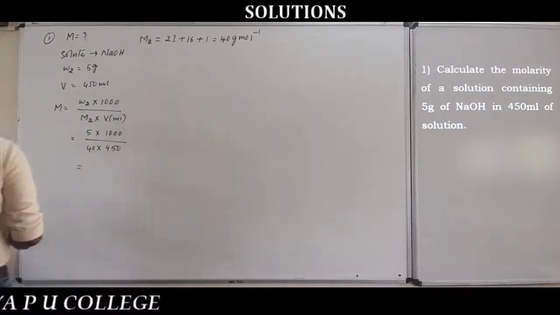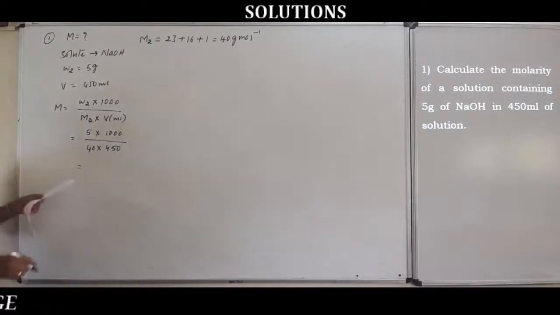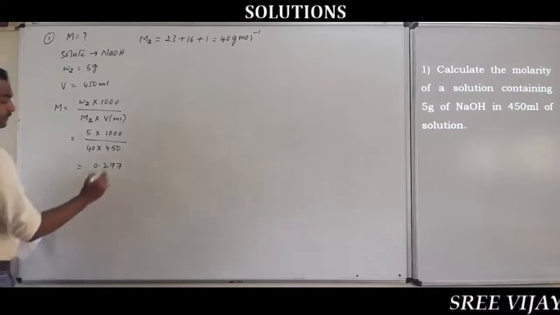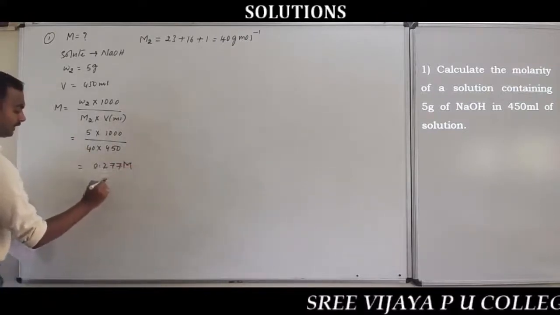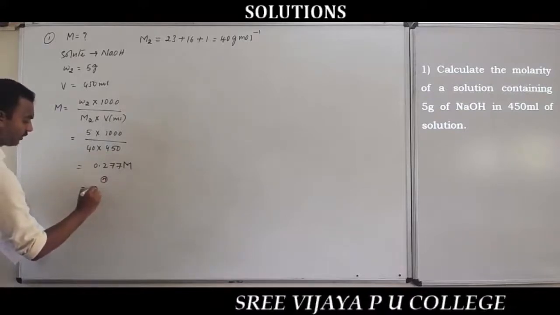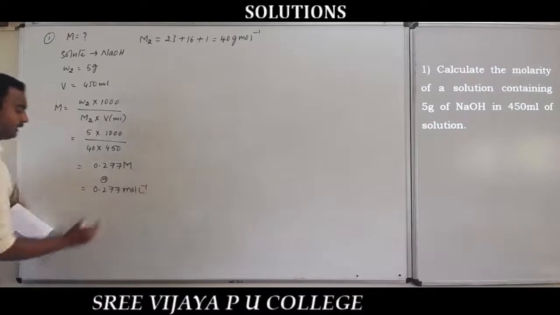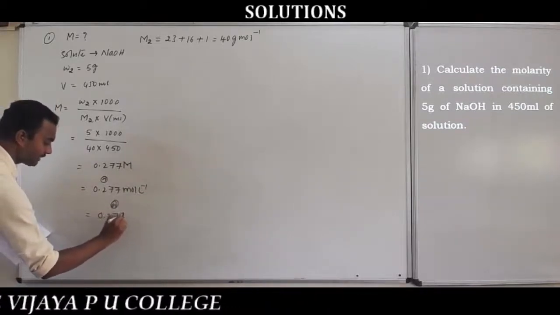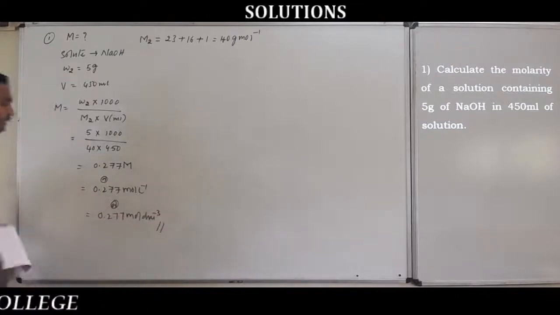So what is the answer? 5 into 1000 divided by 40 into 450. So that is equal to 0.277. So what is the unit of molarity? That can be written as capital M. Or it is also written as 0.277 mole per liter. Or in another unit we can write, that is equal to 0.277 mole per dm3. So that is the first problem.